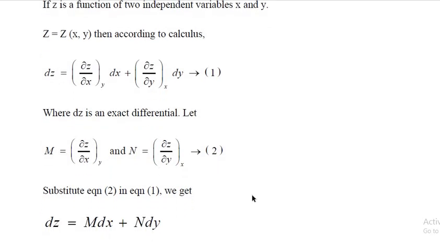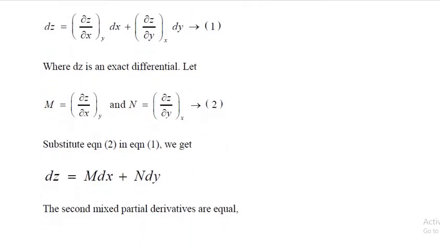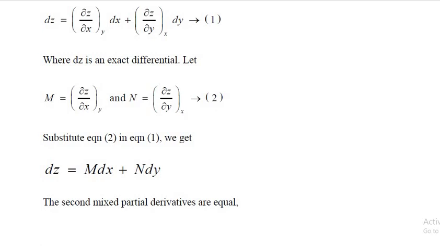Now let capital M be equal to dou z by dou x at y and N be equal to dou z by dou y at x. Substitute equation 2 in equation 1. So in the place of dou z by dou x at y, substitute M, and in the place of dou z by dou y at x, substitute N. After substituting, you will get dz is equal to M into dx plus N into dy.